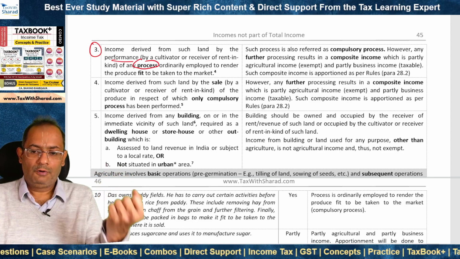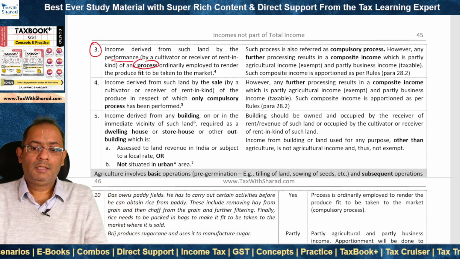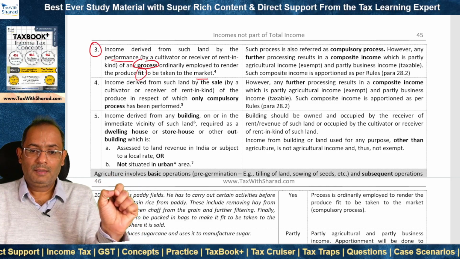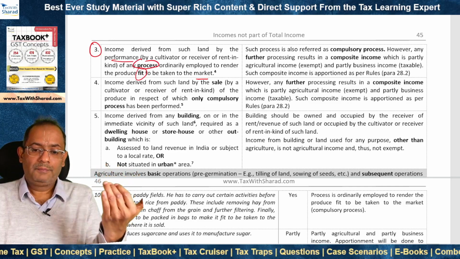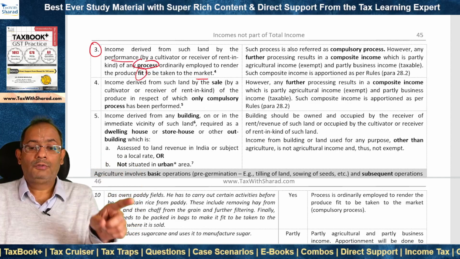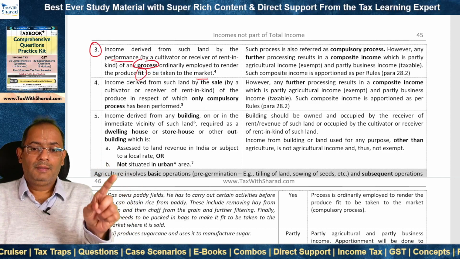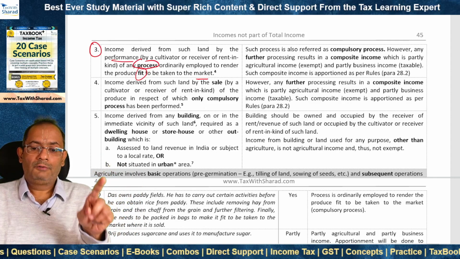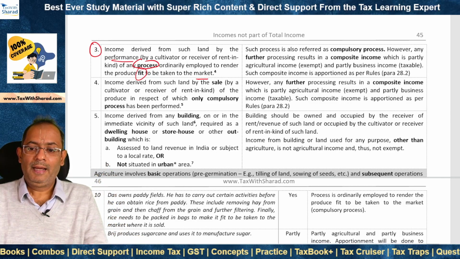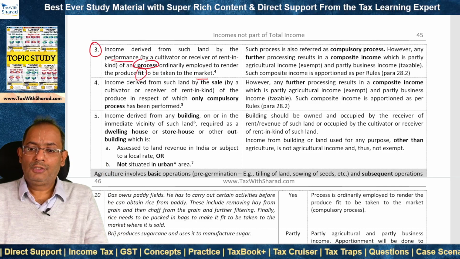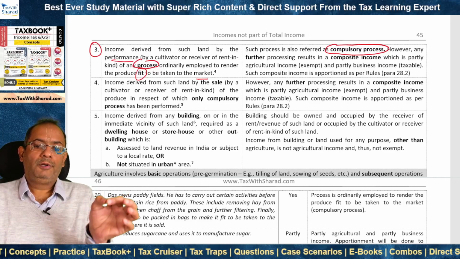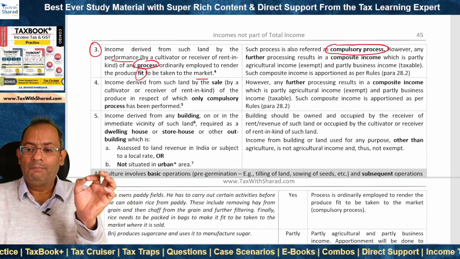If a process is performed, which is ordinarily employed to render the produce fit to be taken to the market, income from the performance of such process is also exempt as agricultural income. But the condition is that the process should be the process which is ordinarily employed to render the produce fit to be taken to the market, and it's called a compulsory process.